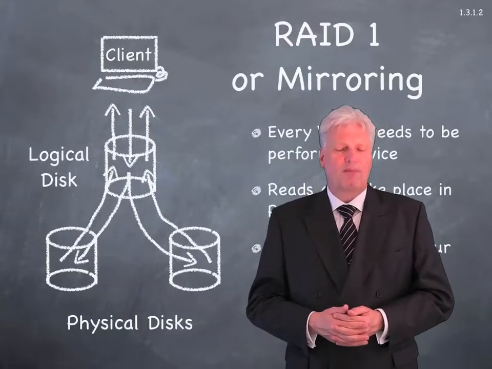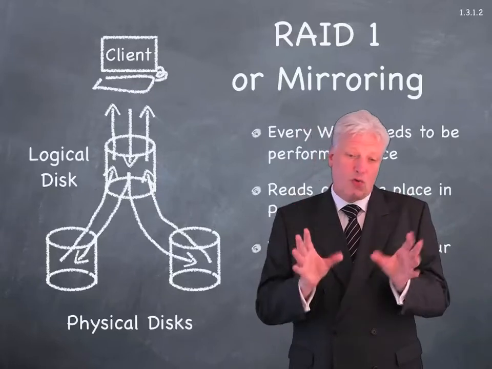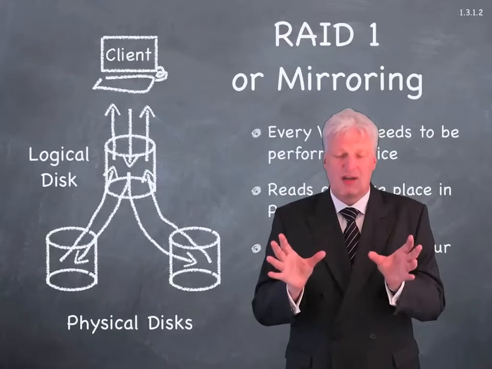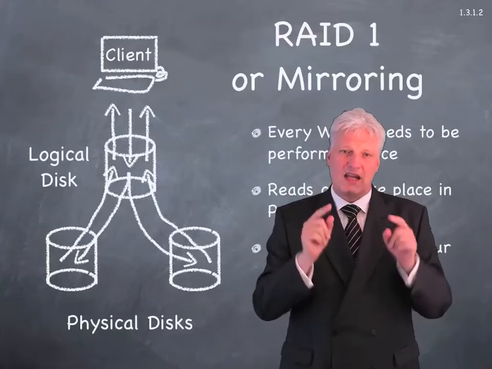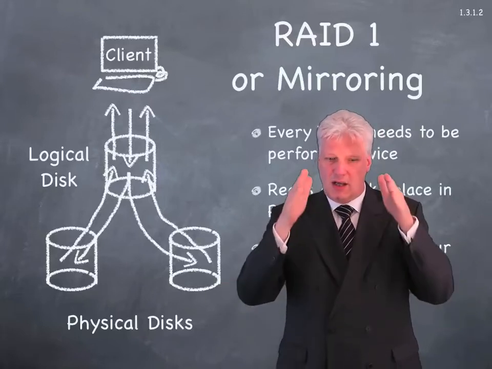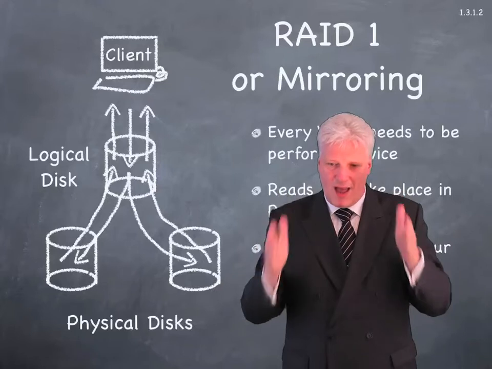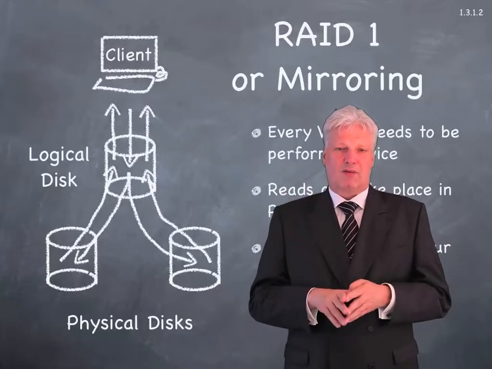A RAID level that is frequently used is RAID 1. In a RAID 1 RAID level, we take two or more disks, the same size, and we look at those two disks as one disk. Anytime we write to that one disk, we'll actually copy that write. We'll write the same data to every one of those disks that are being mirrored in RAID 1.